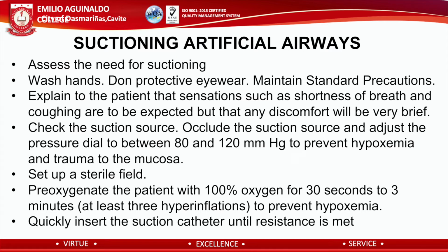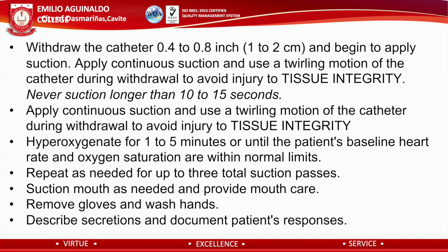Quickly insert the suction catheter until resistance is met. Do not apply suction during insertion. Use a correct size catheter to reduce the risk for hypoxia and still remove secretions effectively. So, the standard catheter used for an adult is a 12 French catheter or 14 French catheter. Withdraw the catheter 1 to 2 cm and begin to apply suction.